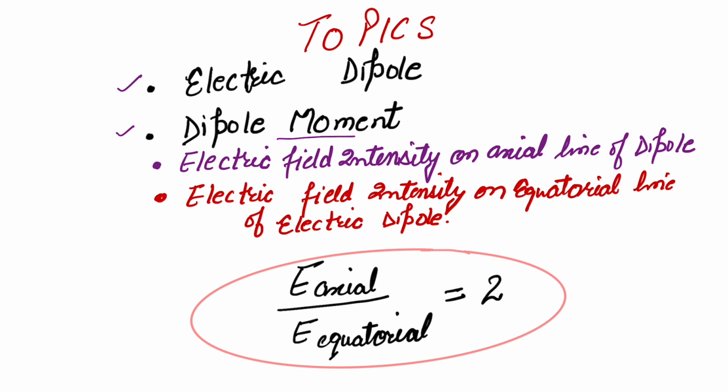Then two important board questions: to calculate the electric field intensity on the axial line of the dipole, and the second question, to calculate the electric field intensity on the equatorial line of the electric dipole. By watching this video, you will clearly come to know the difference between the axial line and the equatorial line.